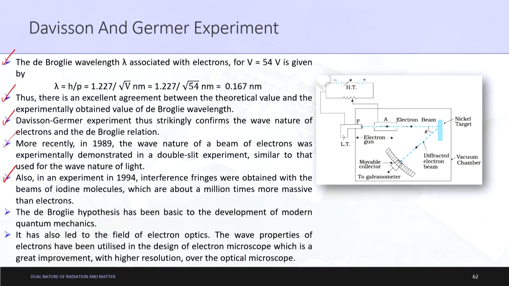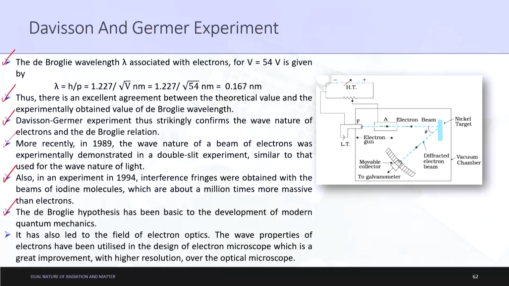The de Broglie hypothesis has been the basis for the development of modern quantum mechanics. Quantum mechanics, as the name suggests, is the mechanics of quantum particles. It has also led to the field of electron optics. Electron optics, as the name suggests, means using electrons to, let us say, view very small particles, or to make optical instruments using electrons. The wave properties of electrons have been utilized in the design of the electron microscope, which is a great improvement with higher resolution over the optical microscope.